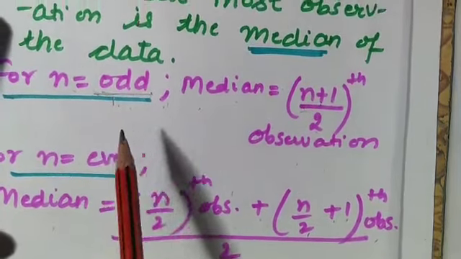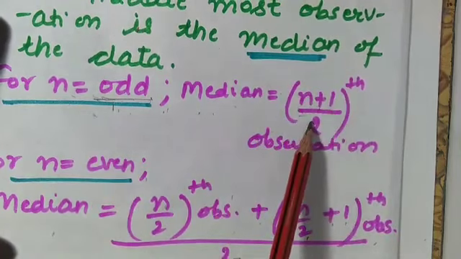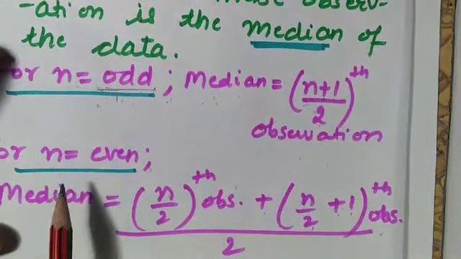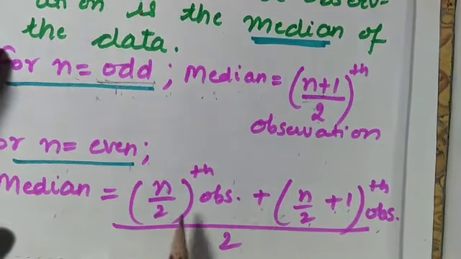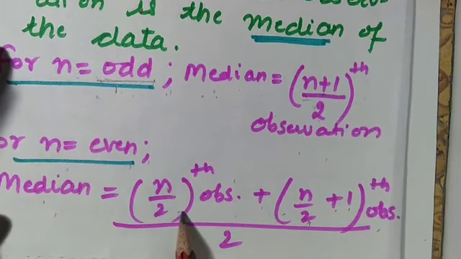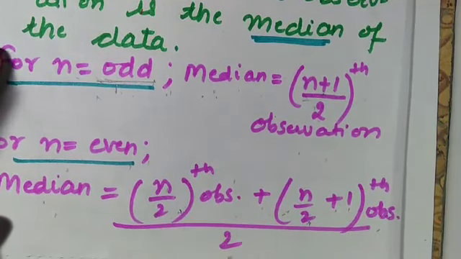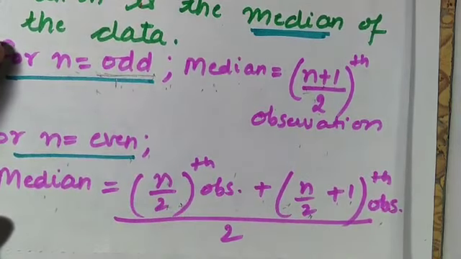So in case of odd, we have the middlemost observation as our median, and when the number of observations is even, we have two middlemost observations. For the median, you have to find the average of those two observations, or you can say you have to find the mean of those two observations.